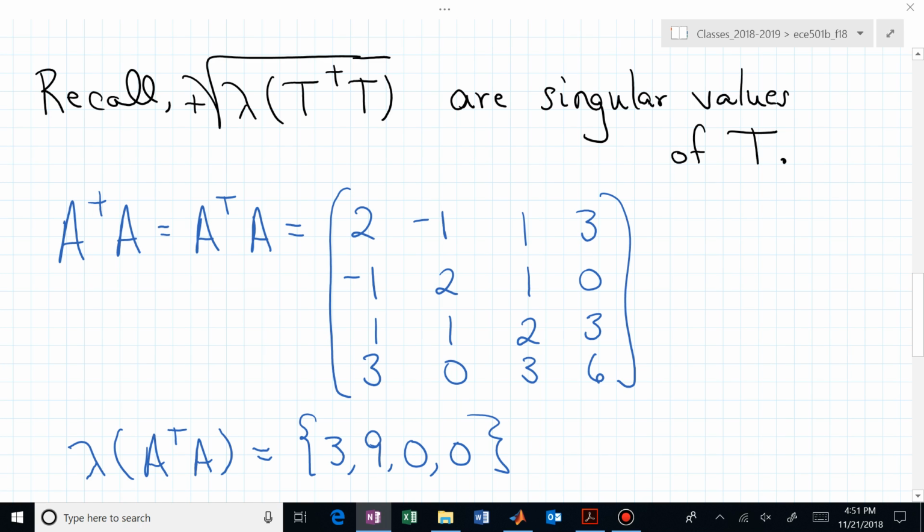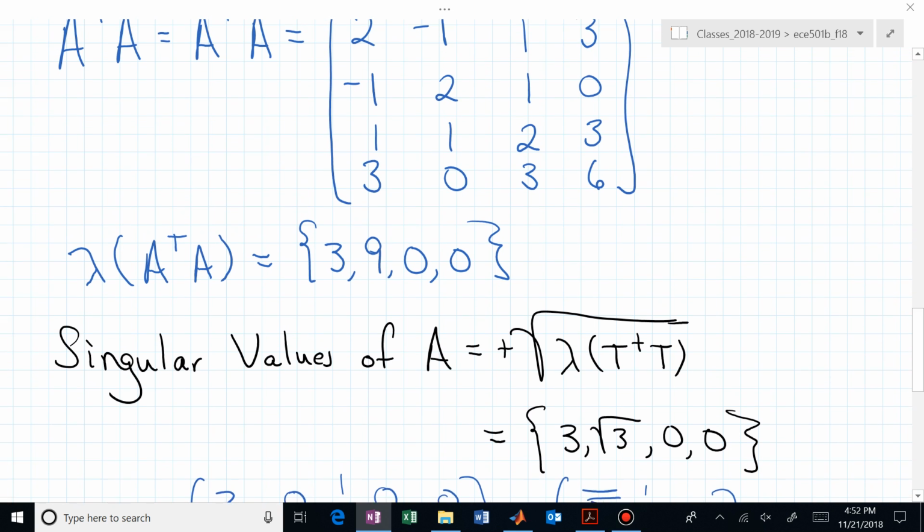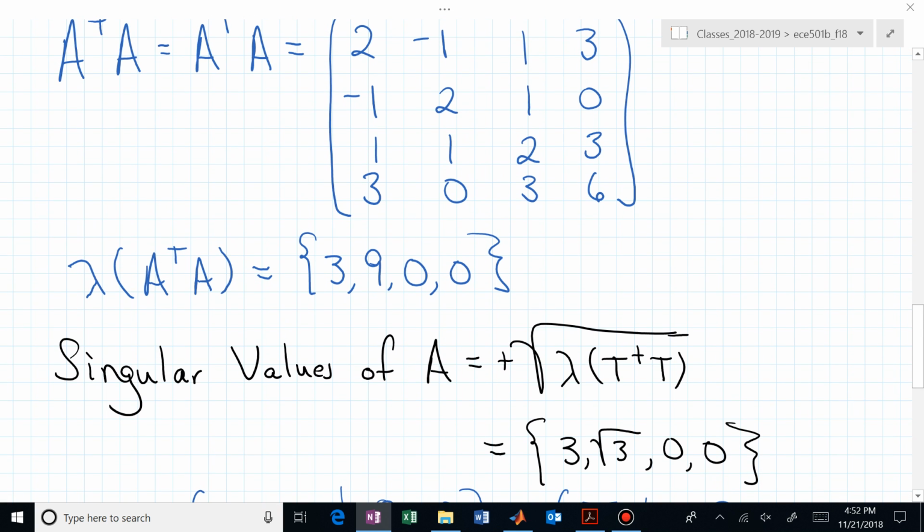The eigenvalues become 3, 9, 0, and 0. And from this top line, we say, oh, we need to take the square root of those 4 non-negative numbers to find the singular values of our original operator T. The square root of 3 is one of our singular values. The square root of 9, which is 3, is another, and we have 2 singular values that are 0. Our singular values of A then are 3, from largest to smallest, square root of 3, 0, and 0.